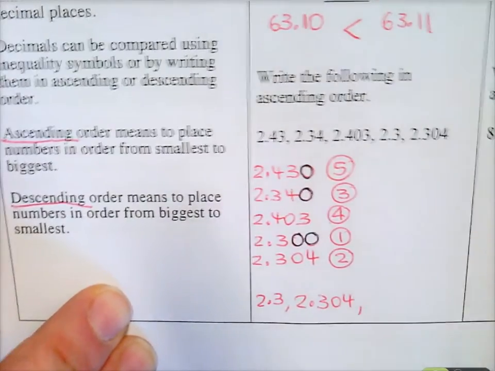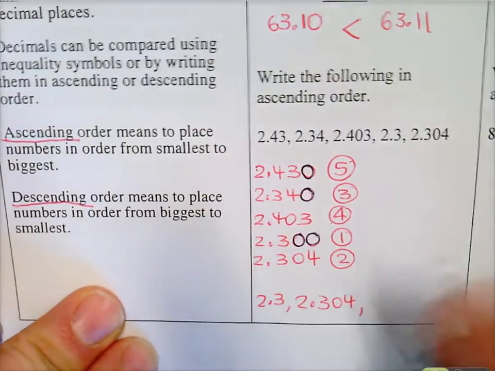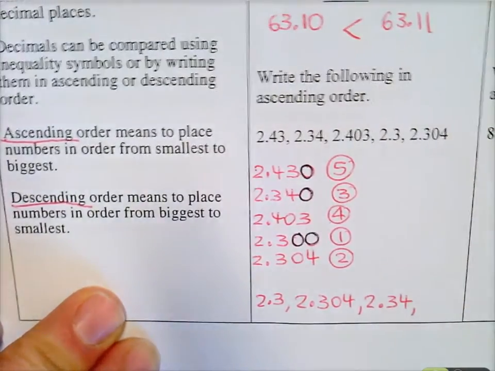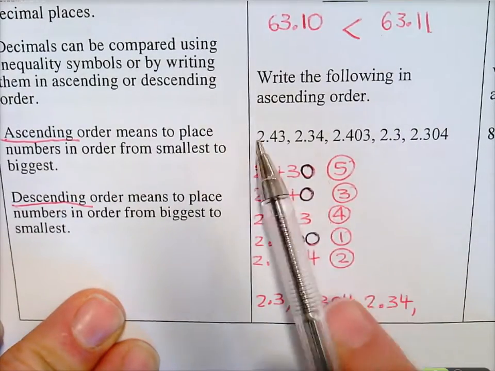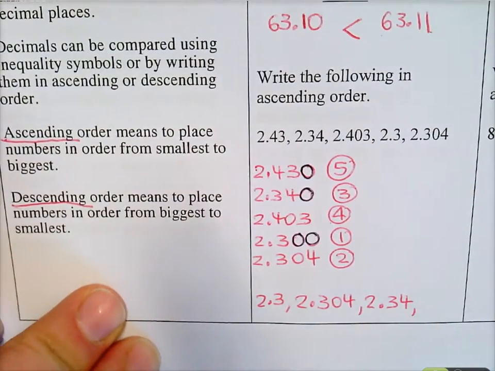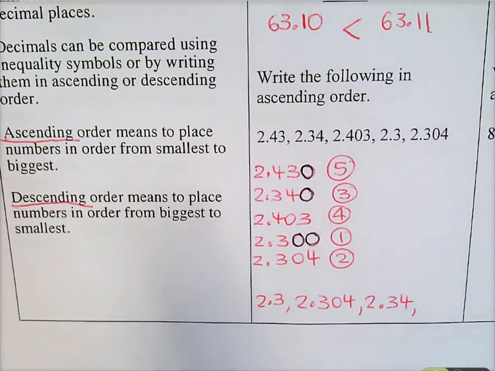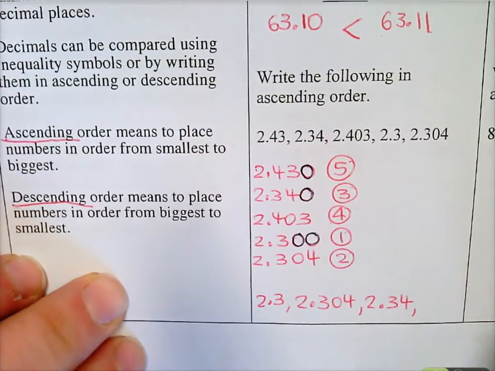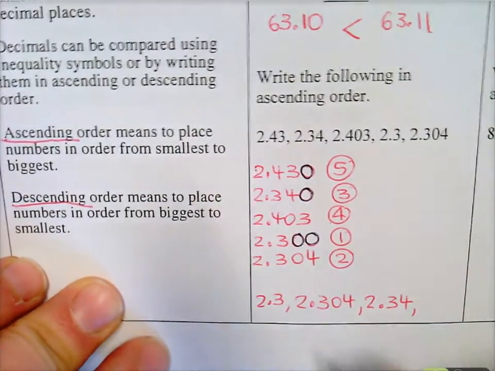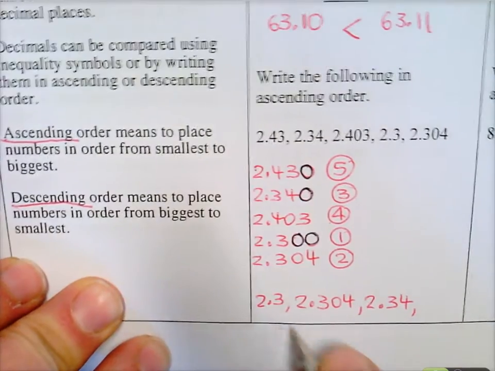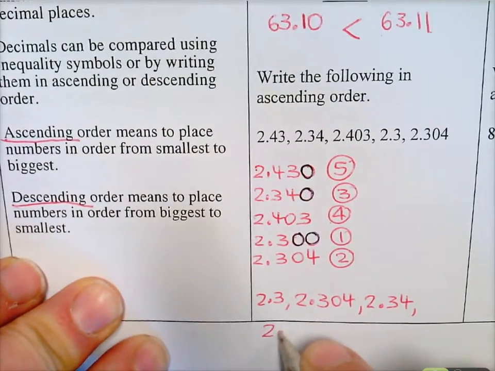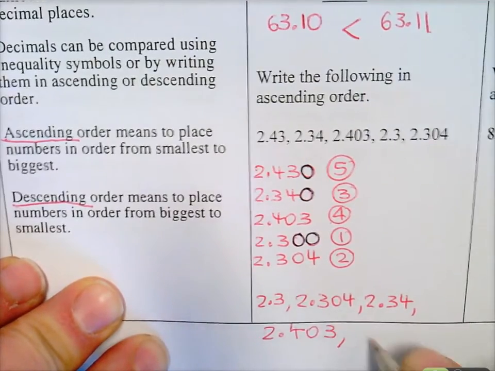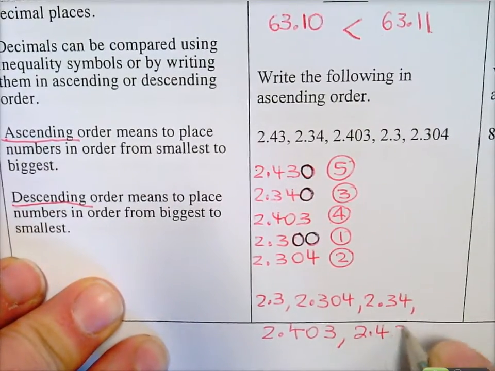2.304. That's number 2. What's number 3? 2 point? And I don't put the 0. Do you understand? I have to write these original numbers out in my answer, not the ones that I changed and added zeros to. Yes? If you put them, you'll probably still get it right, but hopefully not. So that's the first, the second, the third. What's next? 2.403 is the fourth one, and the fifth one is 2.43.